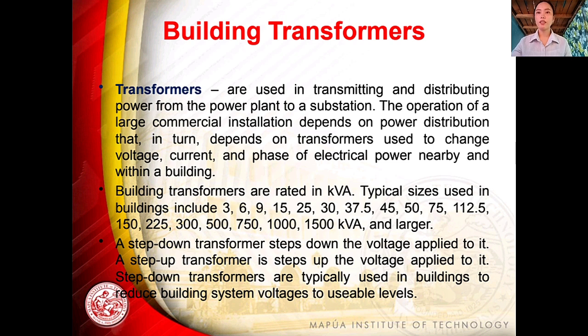Next is building transformers. So transformers are used in transmitting and distributing power from the power plant to a substation. The operation of a large commercial installation depends on power distribution that in turn depends on transformers used to change voltage, current, and phase of electrical power nearby and within a building. So, building transformers are rated in kVA or kilovolt-amperes. Typically, sizes in buildings include 3 to 1500 kVA and larger.